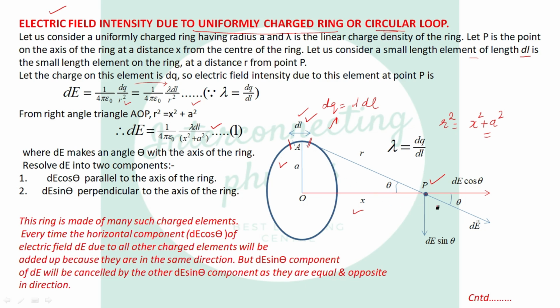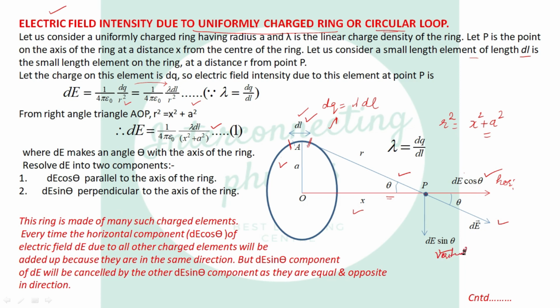Now the direction of dE, you see, is along AP, radially outward. Now dE makes an angle theta with the axis of the ring. So resolve dE into two components, and you know the horizontal component is represented by cos theta and the vertical component is represented by sin theta. Now you see this dE cos theta component is the horizontal component and this is the vertical component.